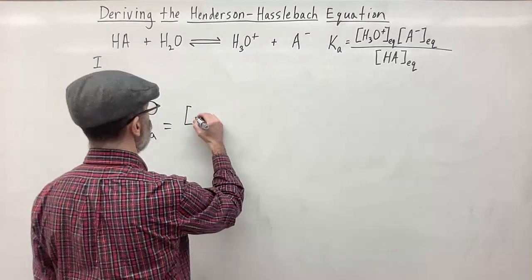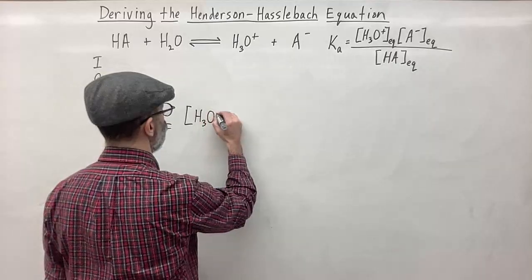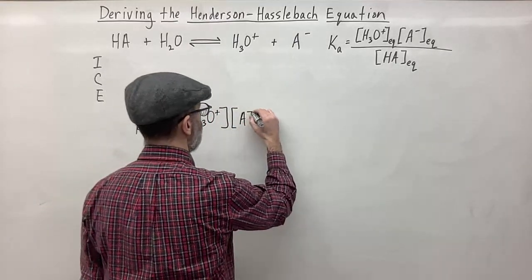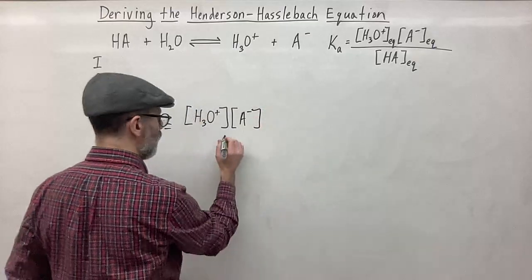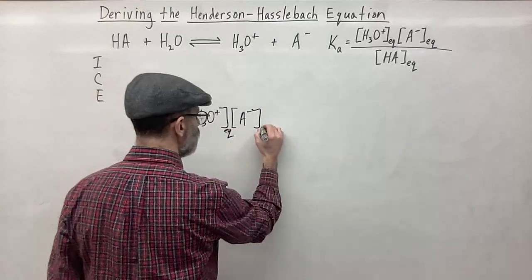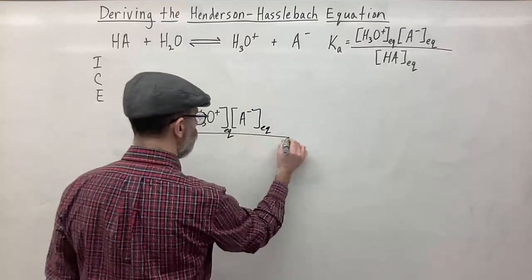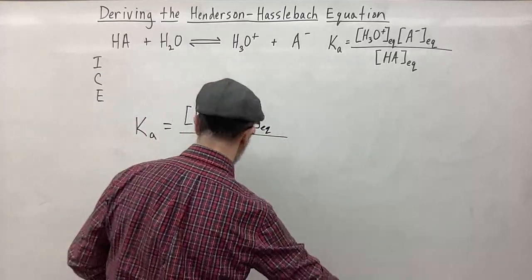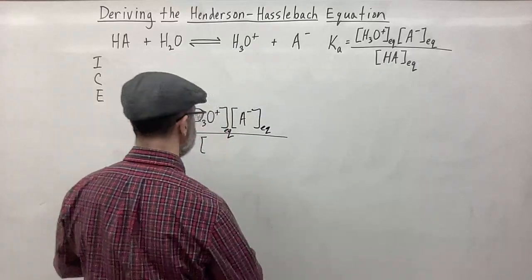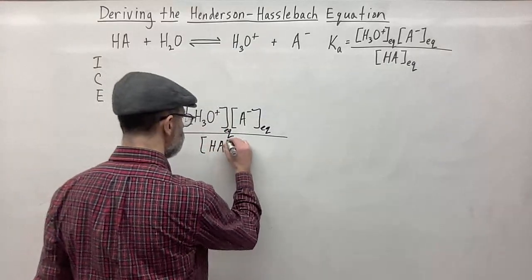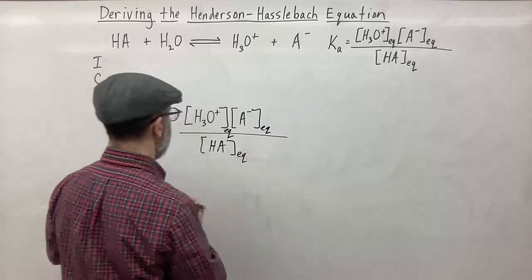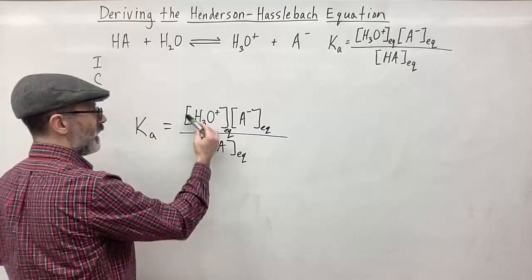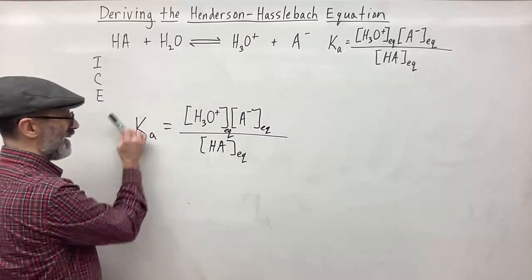So here we have H3O+ multiplied by A-, I forgot my equilibrium, EQ, over the concentration of HA at equilibrium. And I'm going to do some rearranging. I want the H3O+ to be on this side, on top.